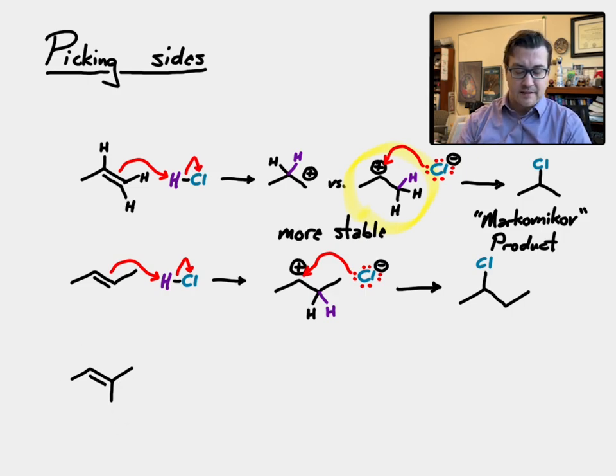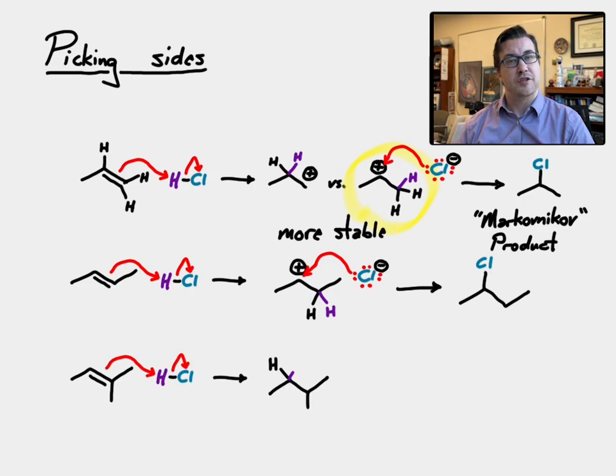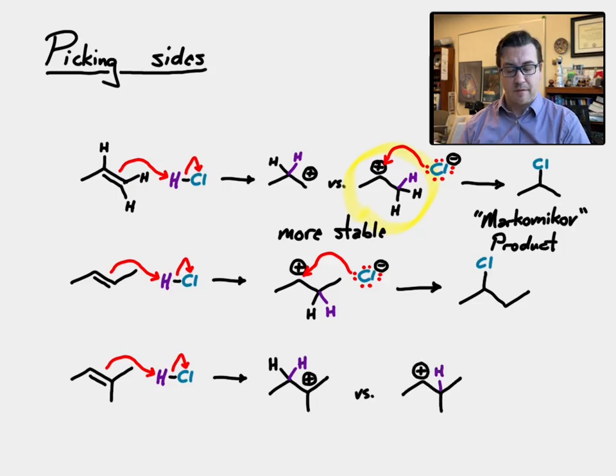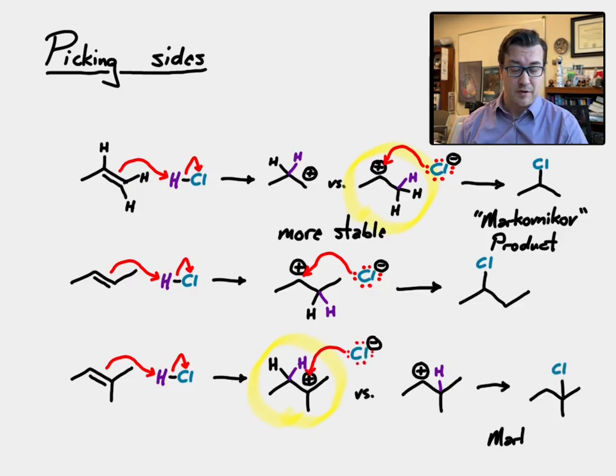Now in this final case, you again have a situation where there are two possible carbocations that can be formed. You have a secondary carbocation and a tertiary carbocation. The tertiary carbocation is significantly more stable, and therefore that is going to be the Markovnikov product that you observe.